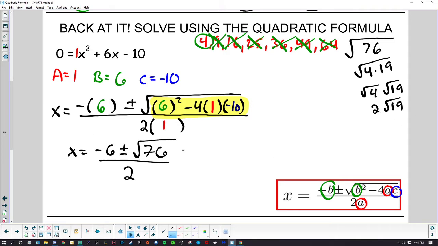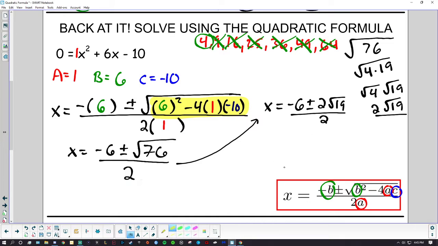So I'm going to rewrite this, but instead of 76, I'm going to use 2 square root of 19. So I have x equals negative 6 plus or minus 2 times the square root of 19 all over 2. Once we're here, we need to check our numbers and see if we can simplify or reduce our fractions. The numbers I have that have no square root are negative 6, 2, and 2. What can I take out of all of them? Well, I can take a 2 out of all of them. So let's divide all of them by 2.